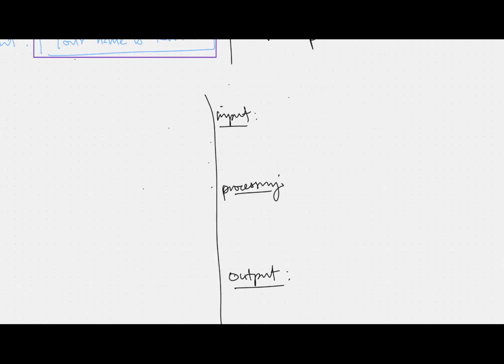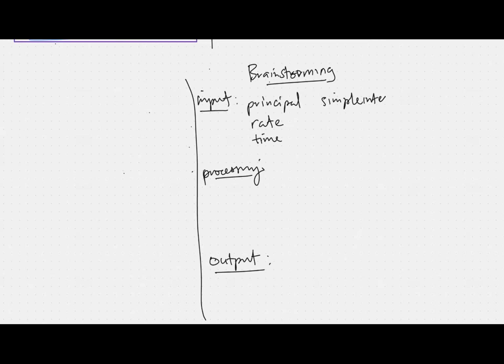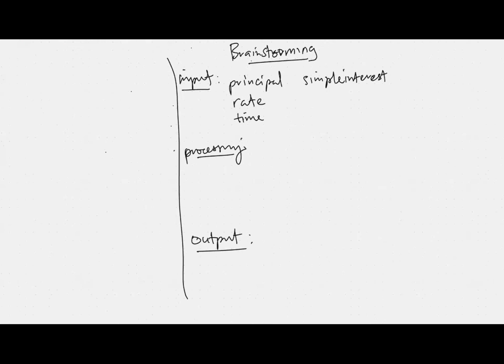So for our input for doing a simple interest program, we are brainstorming over here. We need something for principal. We need a value for rate. We need a value for time. And then we need another variable for simple interest. Hey, would you people stop doing that? So we need an input for principal, for rate, and for time.